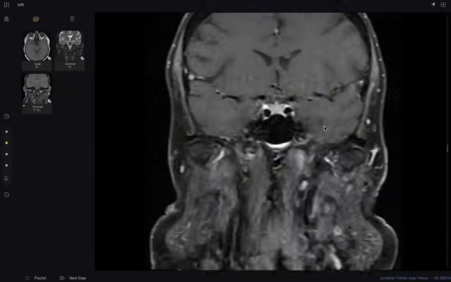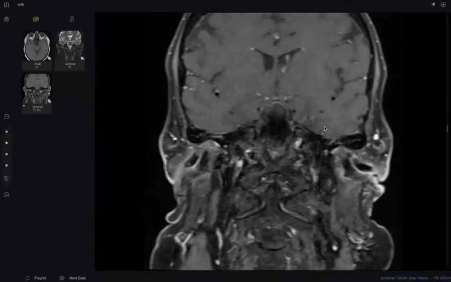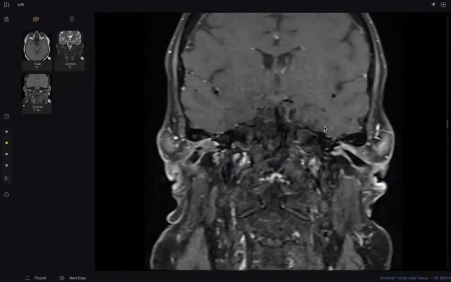So, where is your concern, doctor? In the right external auditory canal, extending into the middle ear and involving the ossicles. What do you think? It's an aggressive lesion, so either infection or malignancy. But my first differential will be a malignant lesion in the external auditory canal, maybe squamous cell carcinoma.